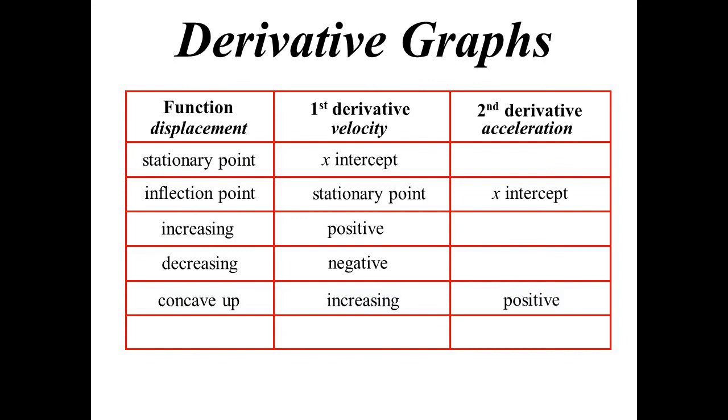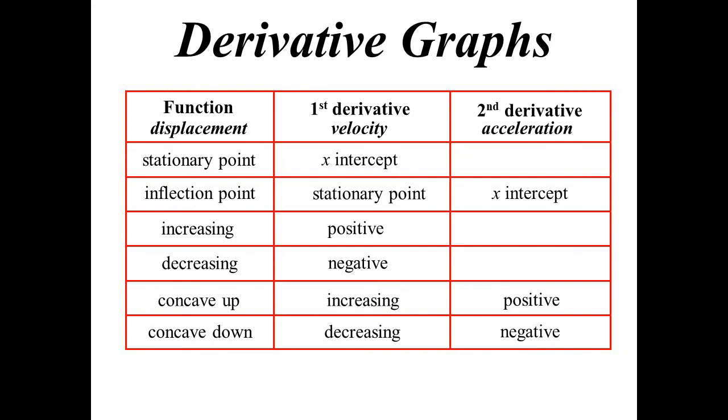Concavity. If the original graph is concave up, well, that means the first derivative, or velocity, will be increasing. Why? Because the second derivative is positive. So again, we can see that when the first derivative is positive, the next level up was increasing. So therefore, when the second derivative is positive, the first derivative is increasing. So original graph concave up, first derivative will be increasing, second derivative will be positive.